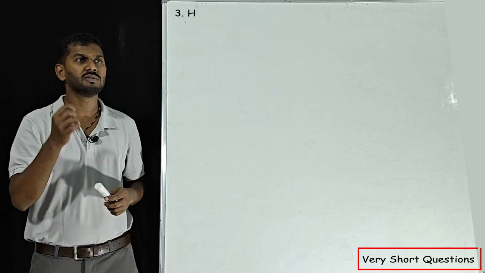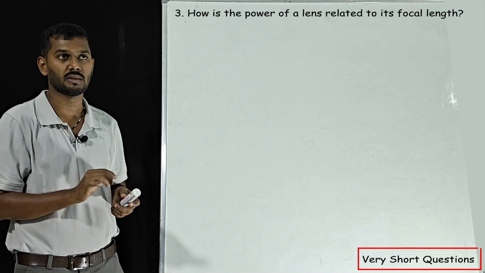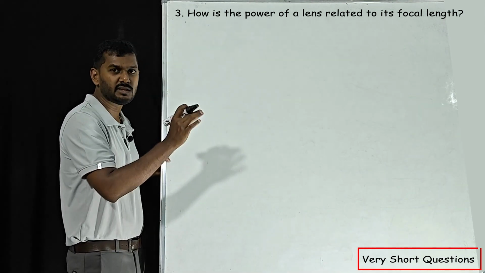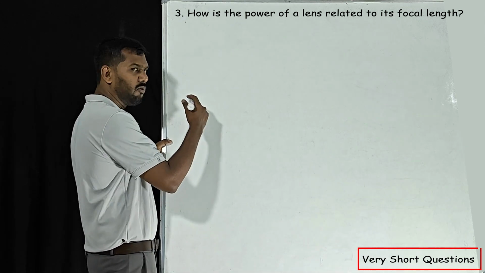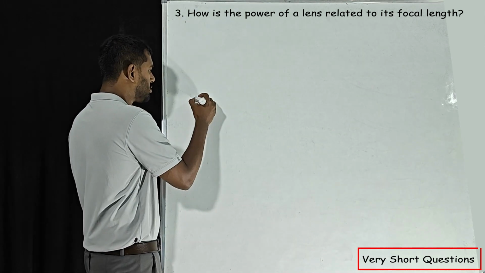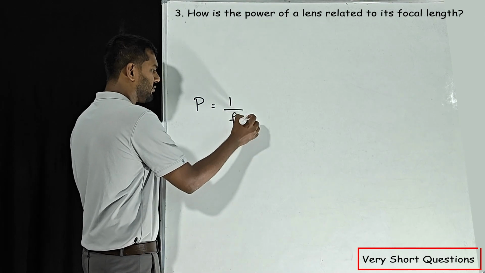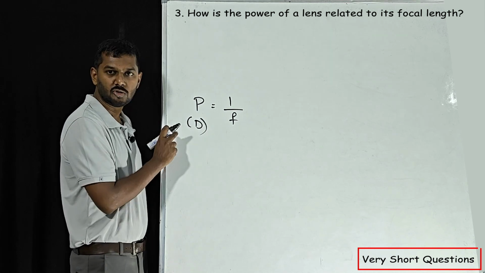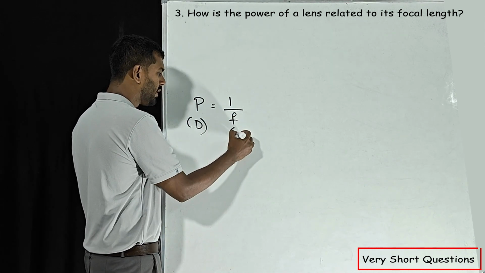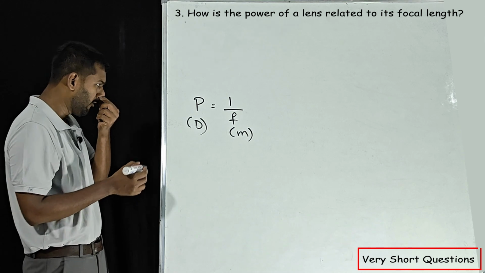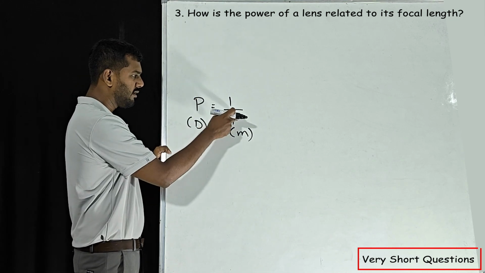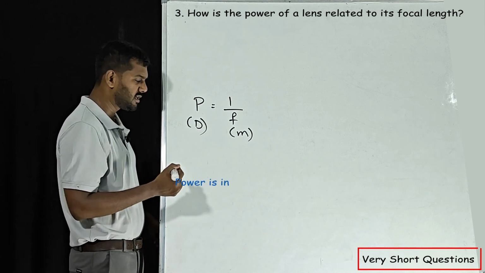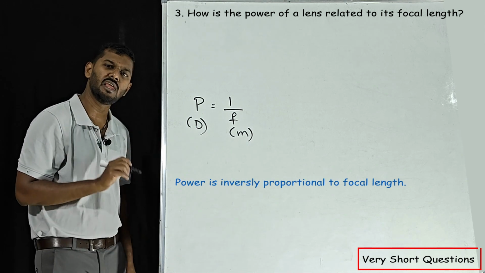Our next question, how is the power of a lens related to its focal length? It's a very simple question. Based on the formula, we can easily answer. First, we'll write the formula. Writing the formula is not the exact answer. How is the power of a lens related to focal length? Power is equal to 1 by f. This is the formula. Power unit should be in diopter, and focal length unit should be in meters. This you should know. Now based on the formula, we can say power and focal length are inversely proportional. How do you write the answer? Power and focal length are inversely proportional.